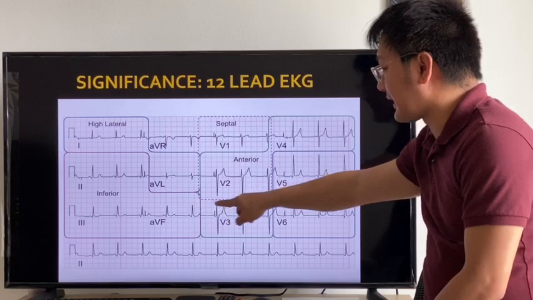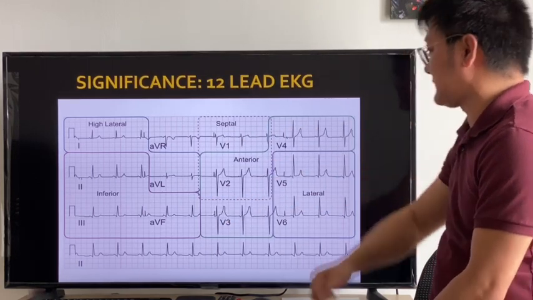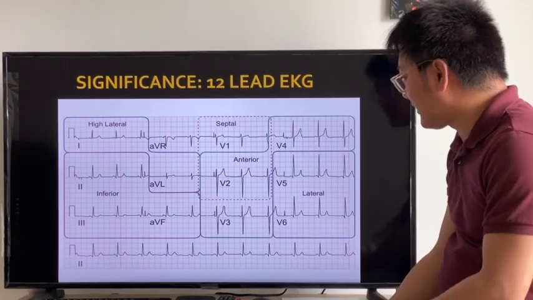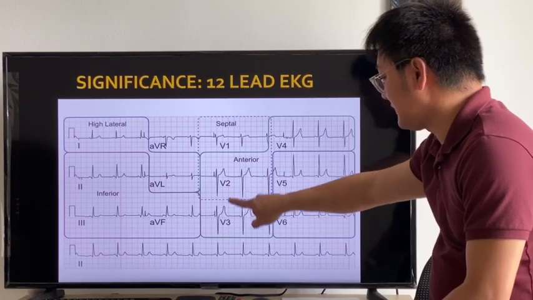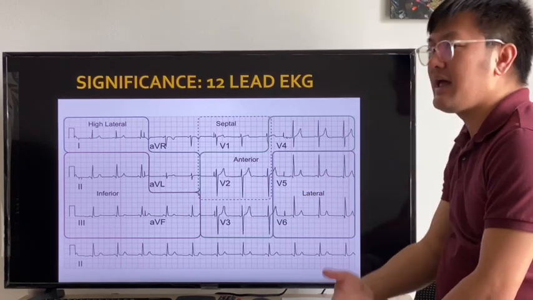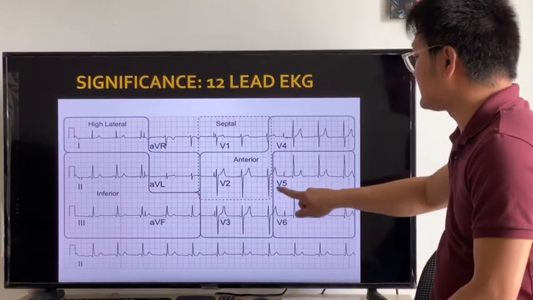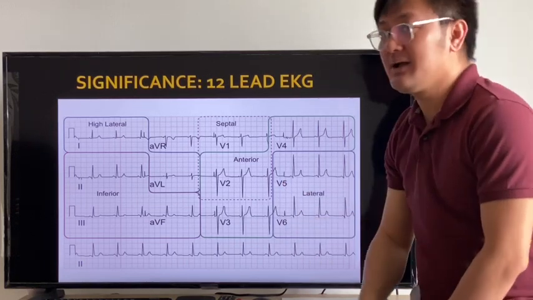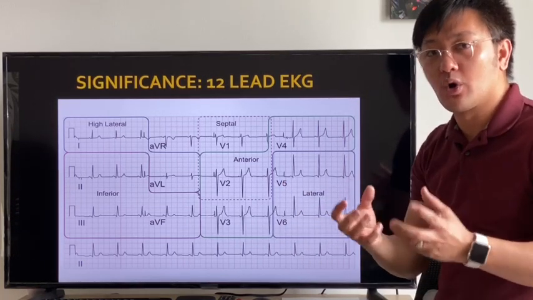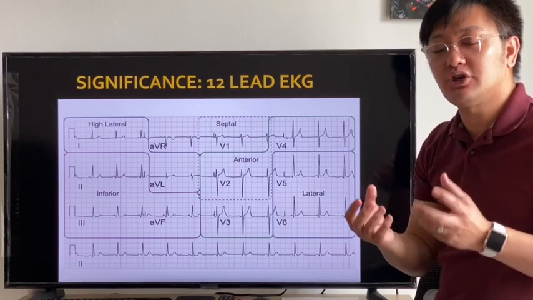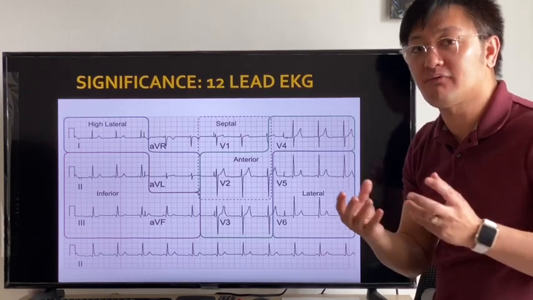Septal part of the heart is in your V1 and V2. Anterior part of the heart, it is in your V2, V3, and V4. Lateral part of the heart is in your V5 and V6. That is why you will know where is the site of injury. You will know where is the site of infarction.